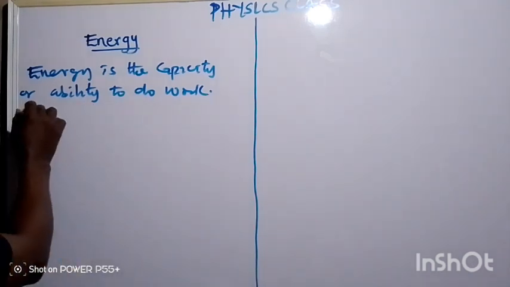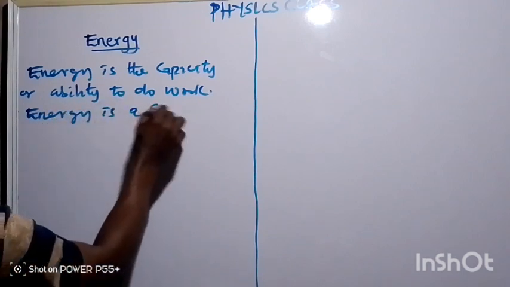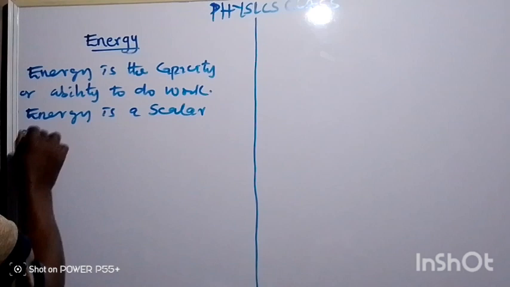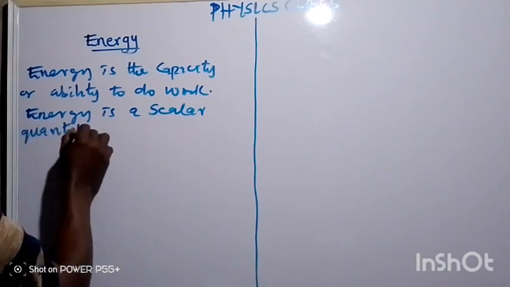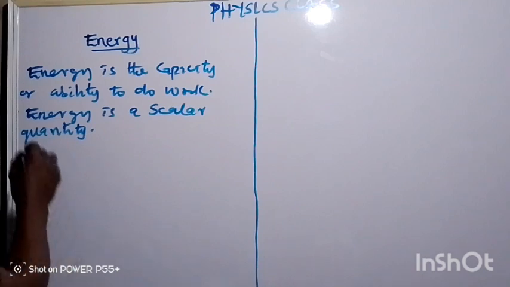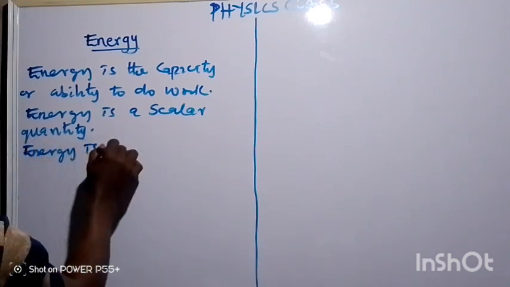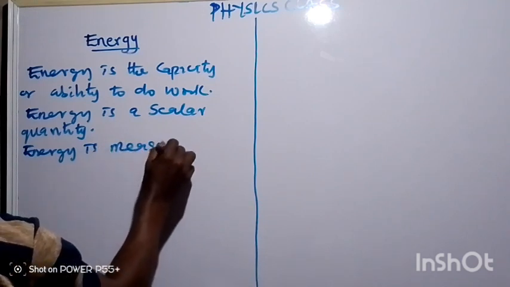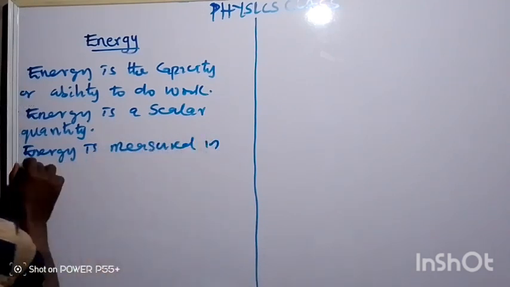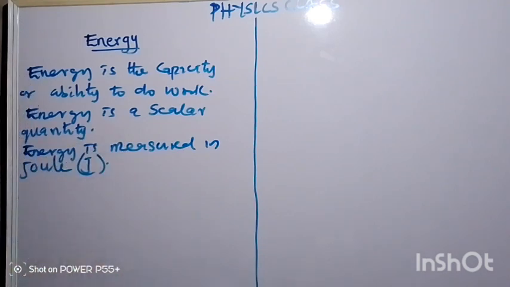Now, to continue, energy is a scalar quantity. But don't forget, when you say scalar quantity, it is a quantity that has magnitude only without a specified direction. At the same time, energy is measured in joule. That is, the unit of energy is joule.